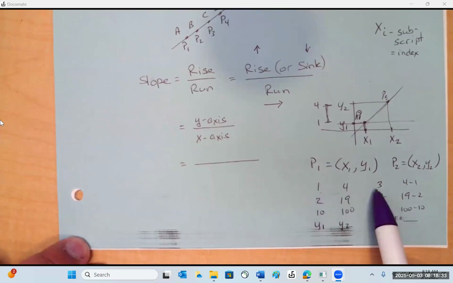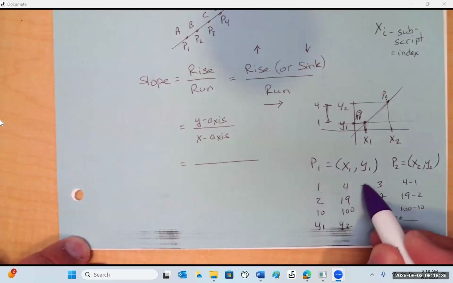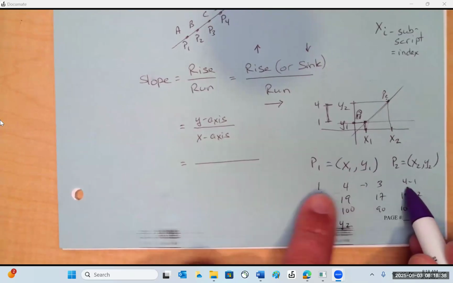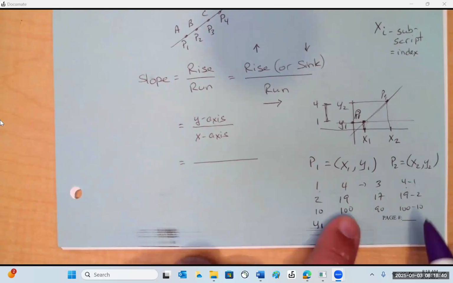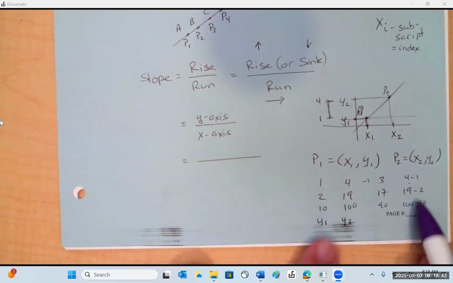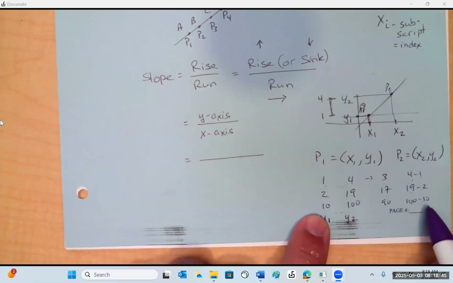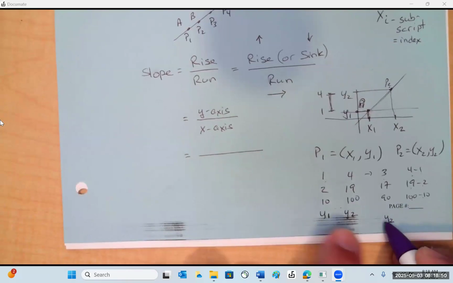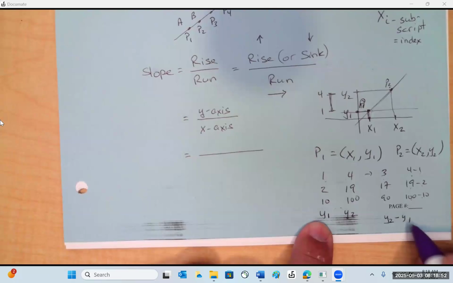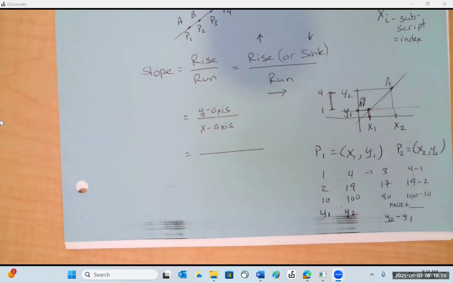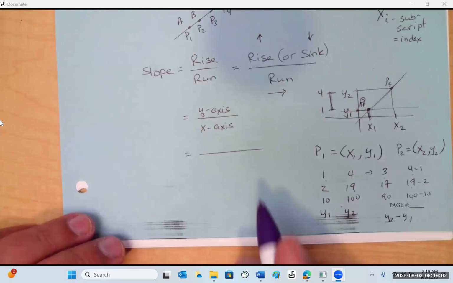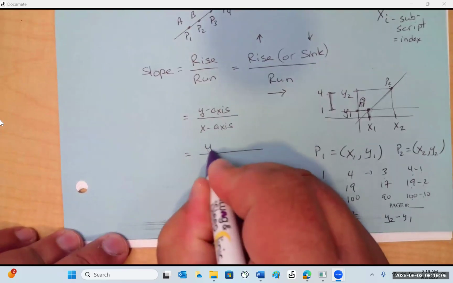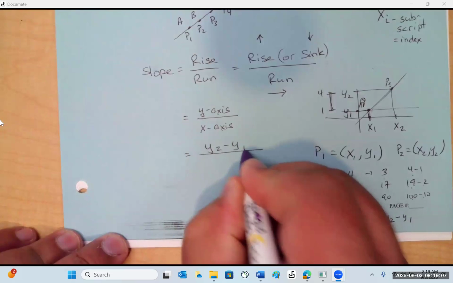How do we go from 1 to 4 to get 3? We take the second point minus the first point, right? For 2 and 19 we took 19 minus 2. For 10 and 100, 100 minus 10. So how would this one be? It would be the second number minus the first number. The difference between two numbers is always the second number minus the first number. So this would be y2 minus y1.